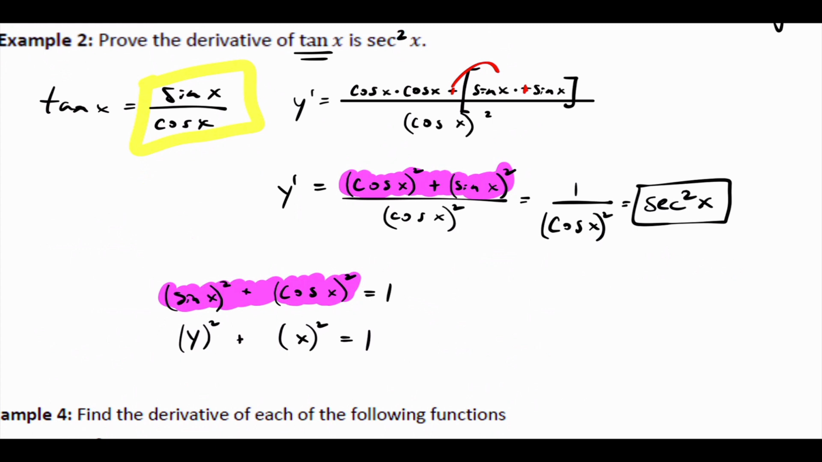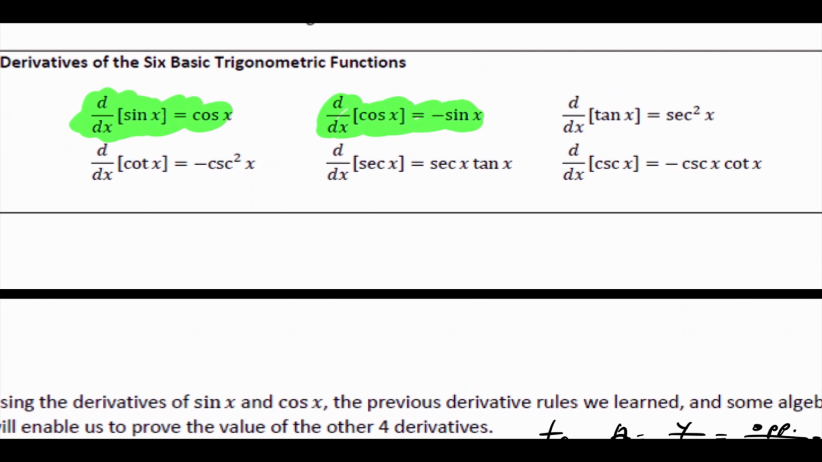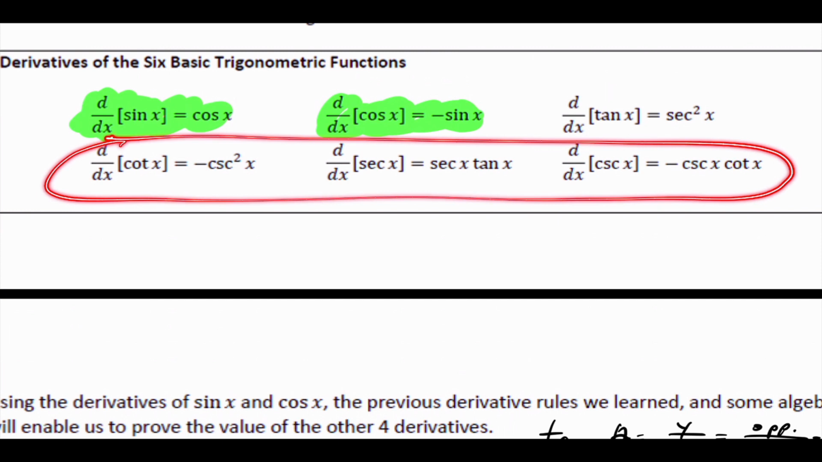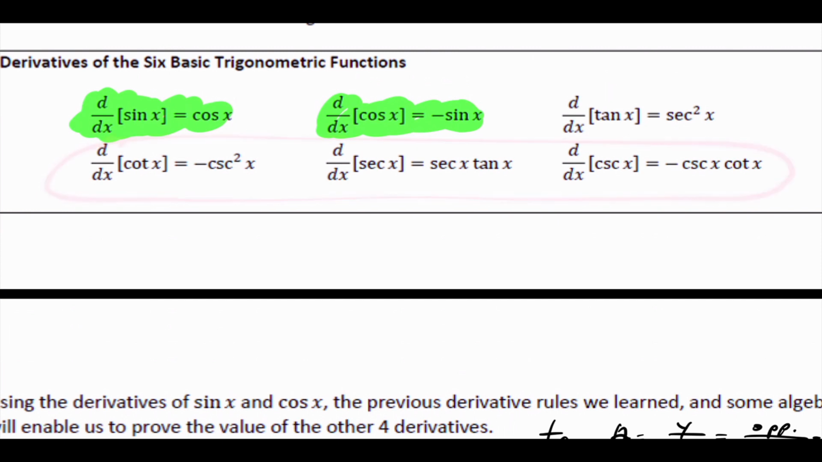I could do that with all of them. I'm not going to because we have other stuff to get to, but it's why the derivative of tangent is secant squared. Why is the derivative of cosine negative sine? Why is the derivative of sine cosine? All of this stuff. I could do the same thing for the last three down here, but we just don't have time. But that's why they all are what they are.